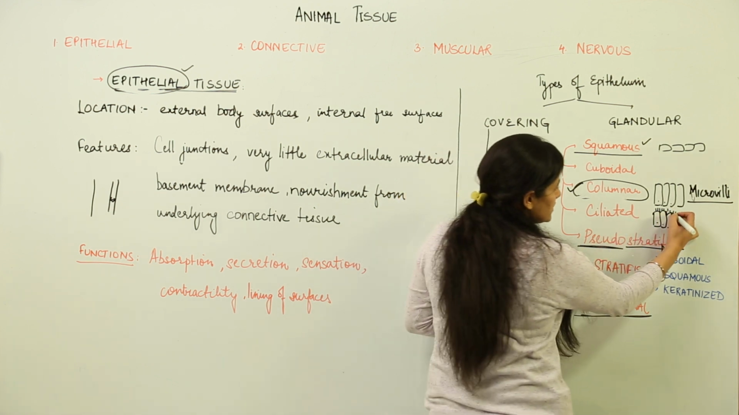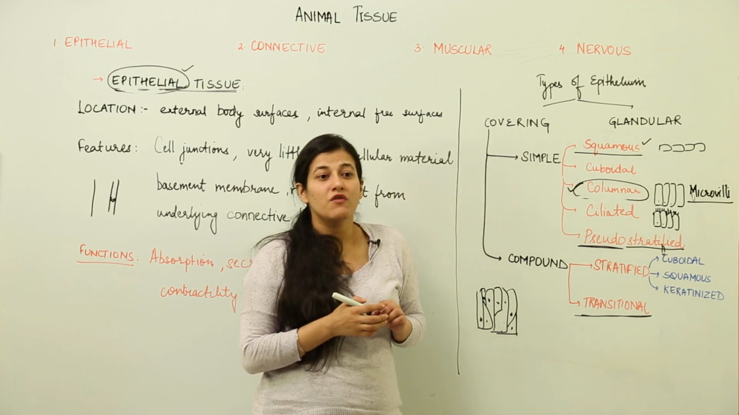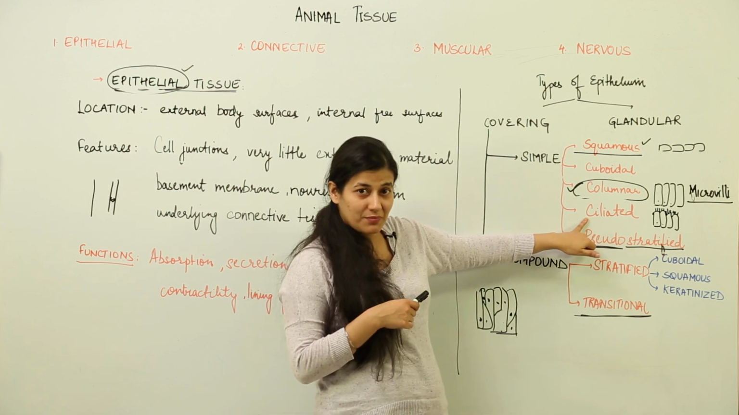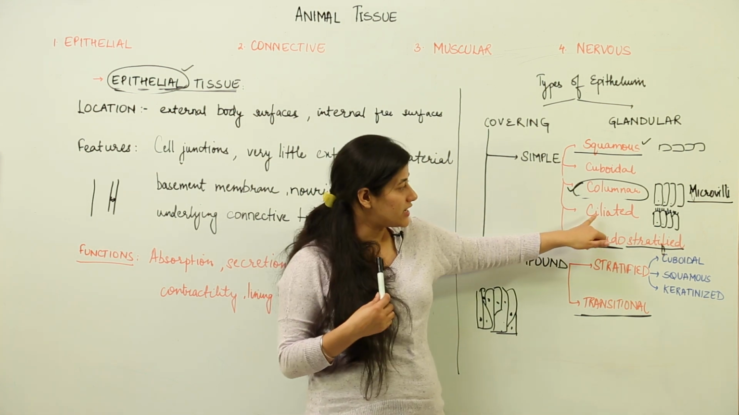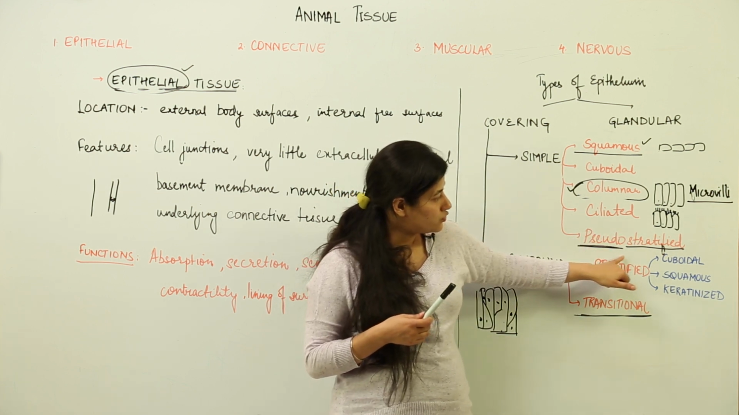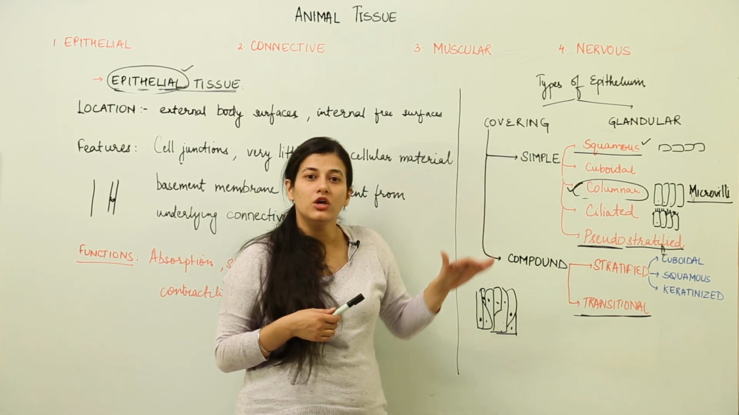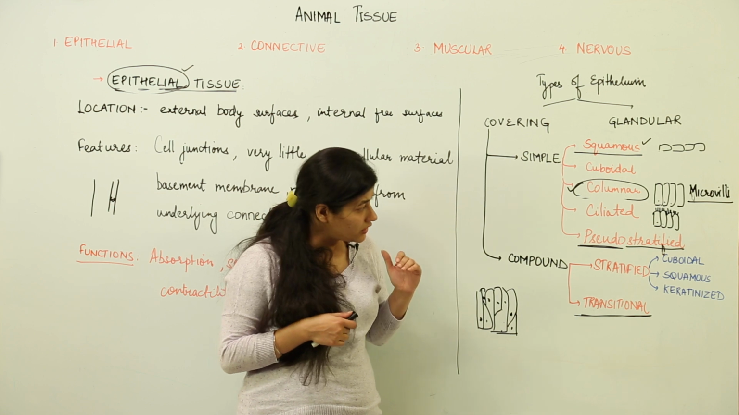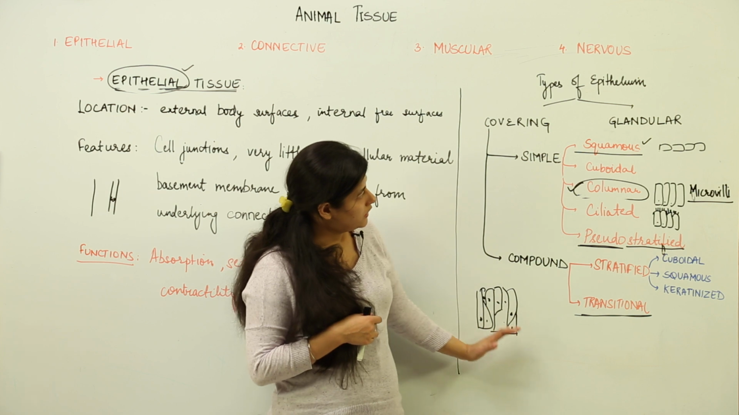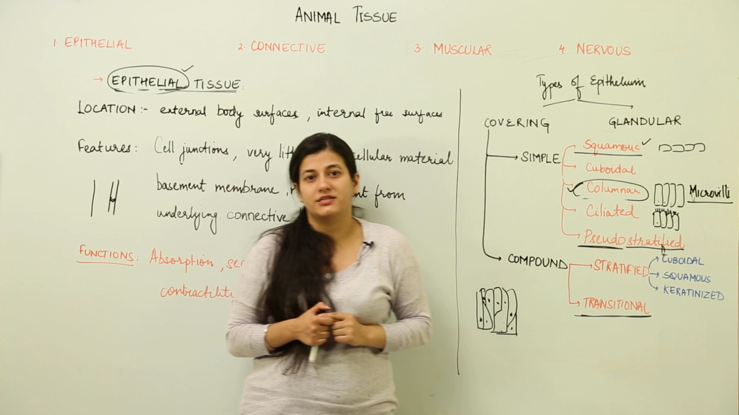Then we have ciliated. In ciliated, as you can see, cilia are present. So this type of epithelium would be found in those places where particles are to be moved. Let's talk about our nasal chamber; it would have ciliated epithelium. Then our ear has ciliated epithelium. Fallopian tubes have ciliated epithelium. And then we come to pseudo stratified. Something thickened would be there, and it could be ciliated or non-ciliated depending upon the location where it is present. So this is all about the covering epithelium. Glandular epithelium shall be taken in the next class. Thank you.